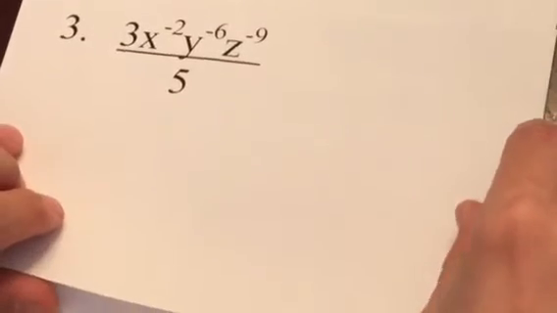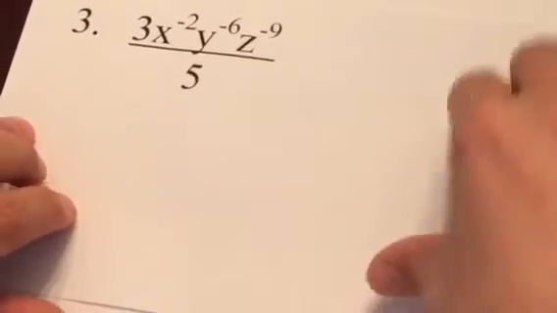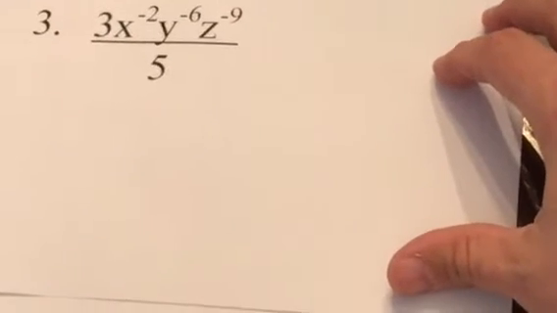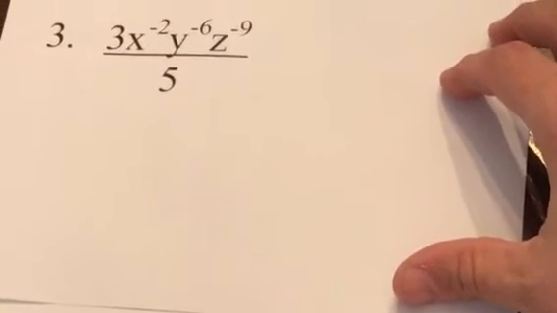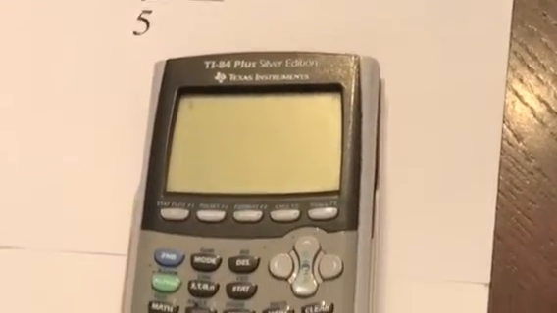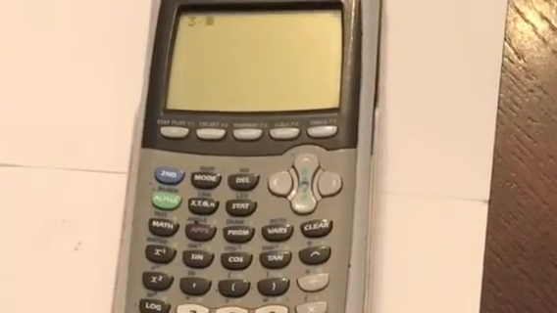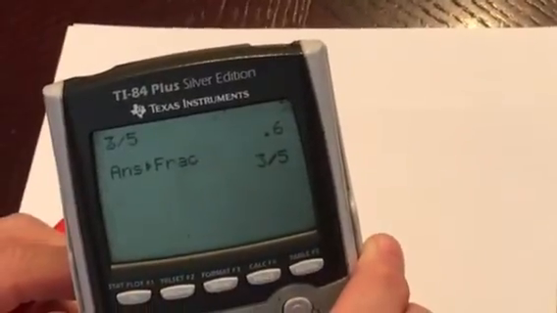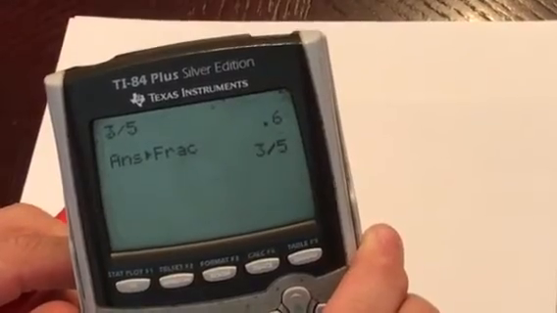Number 3 already has a top and a bottom. So let's see what happens here. The 3 and the 5, if we try to divide that on our calculator and math enter, let's see what happens. 3 divided by 5 is our decimal. Math enter gives us the same fraction. It does not reduce anymore.